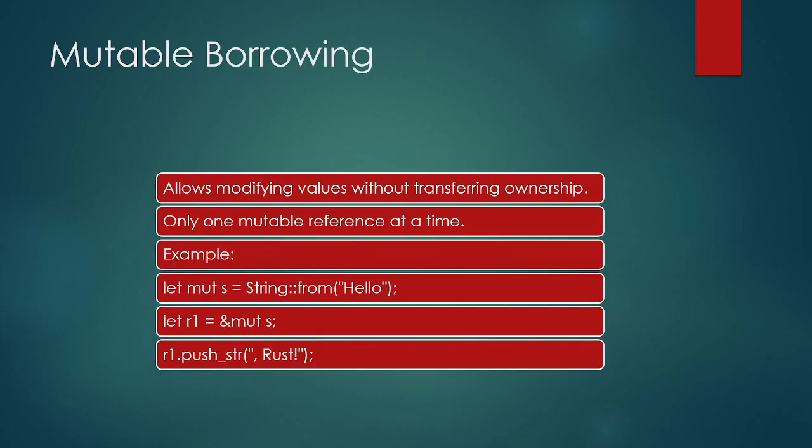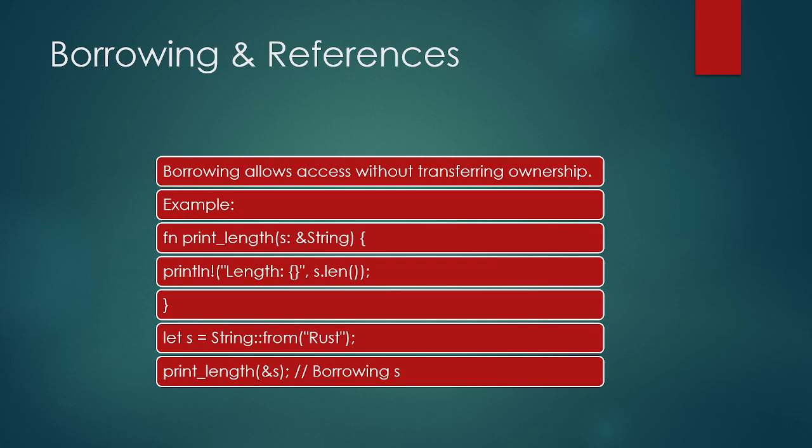Let's move to the next topic, that is mutable borrowing. In the previous example, we can't change anything inside the s variable, like the string "We are using the Rust." If I want to add something like "hello from the Rust", this I can't do. I can only perform read-only operations here, because this is immutable. As I previously told you, if we are not explicitly declaring the mut keyword, then it will be treated as immutable.